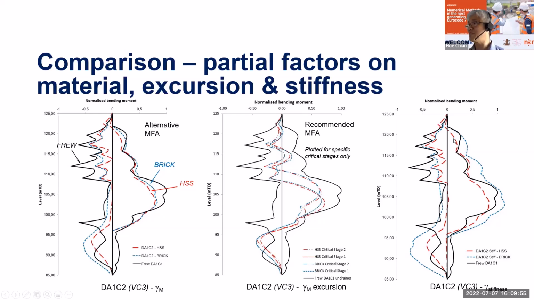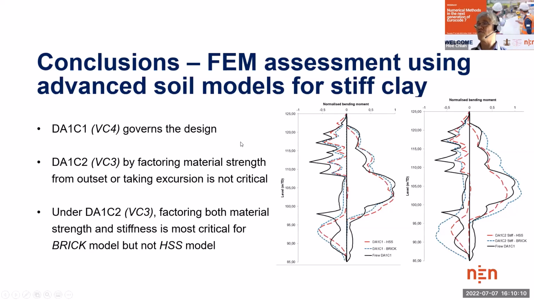There's a possibility that when you factor down one of the soil models, you change the characteristic of the stiffness profile, and it can lead to some unforeseen output. In conclusion, for the stiff clay site, verification case 4, or the effects of effect factoring approach, is governing the design. And factoring material from outset or taking the design excursion is not critical in this particular design case.